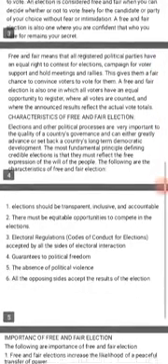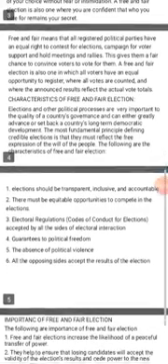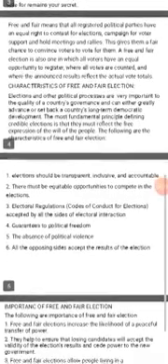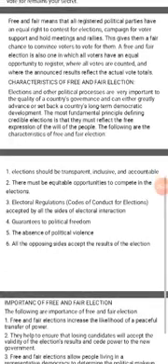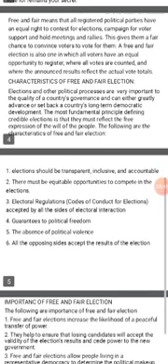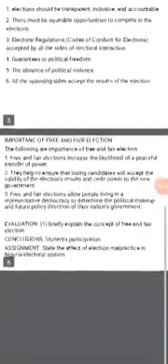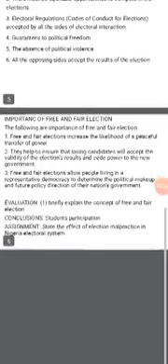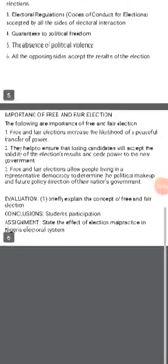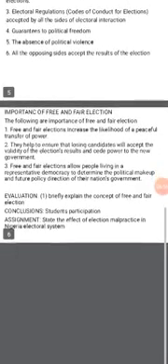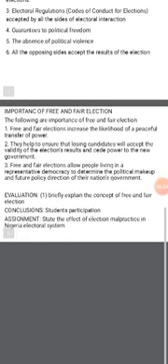We also talked about characteristics of free and fair election, where I told you that it must be transparent, inclusive, accountable, and there must be equitable opportunities to compete in the election, and so many others. We also talked about the importance, where I told you that free and fair elections increase the likelihood of a peaceful transfer of power. It also helps to ensure that the losing candidate will accept the validity of the election's results and concede power to the new government.